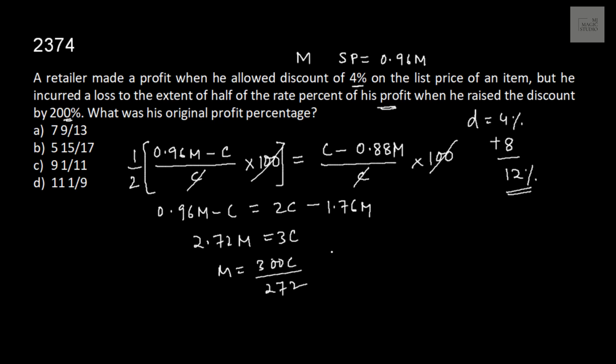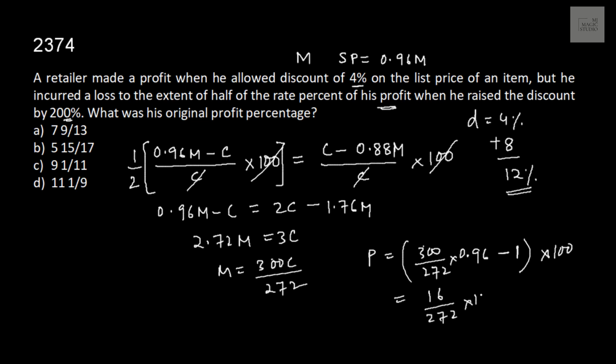So original profit percentage would be marked selling price, that is 96% of 300 by 272 into 0.96 minus C by C, and the C, if I take common and cancel, it would be simply minus 1 into 100. So that amounts to minus 9, it will be 16 by 272 into 100.